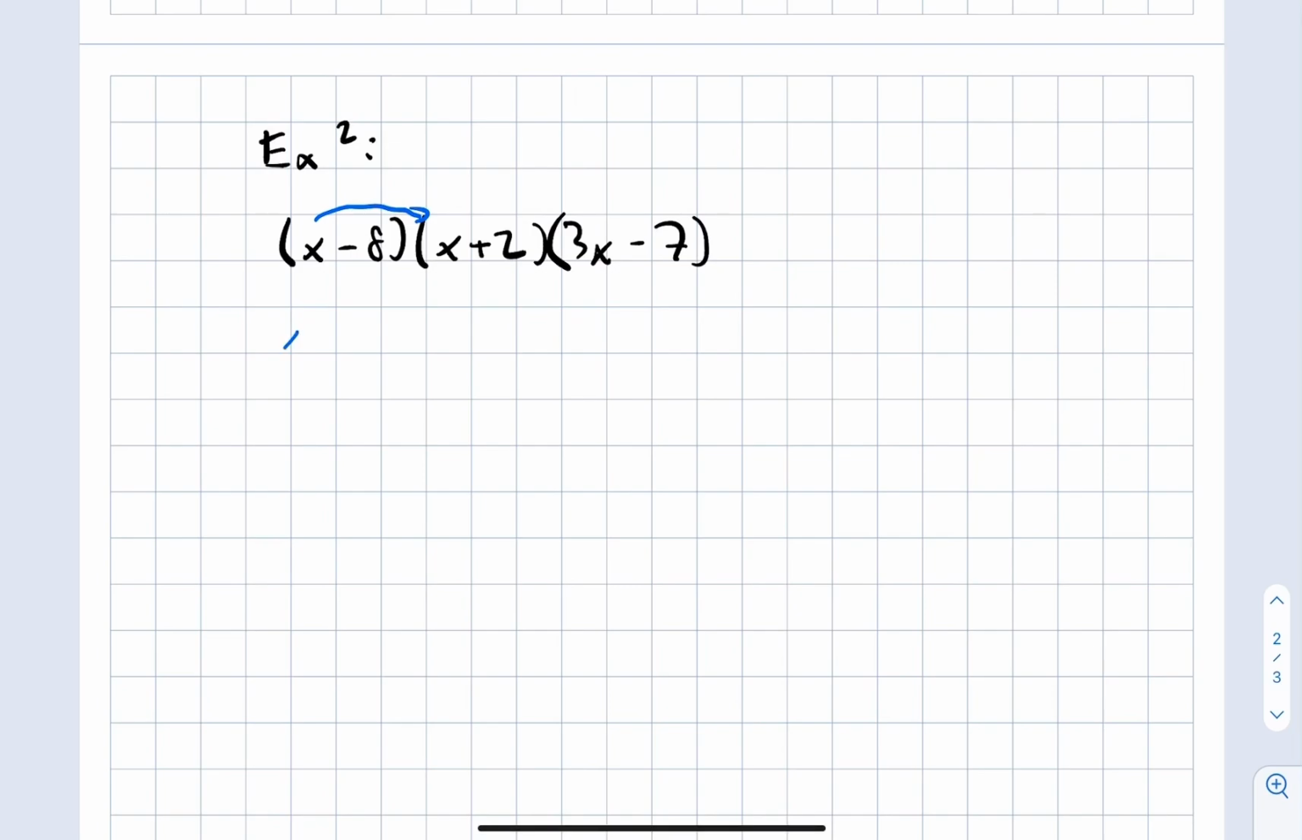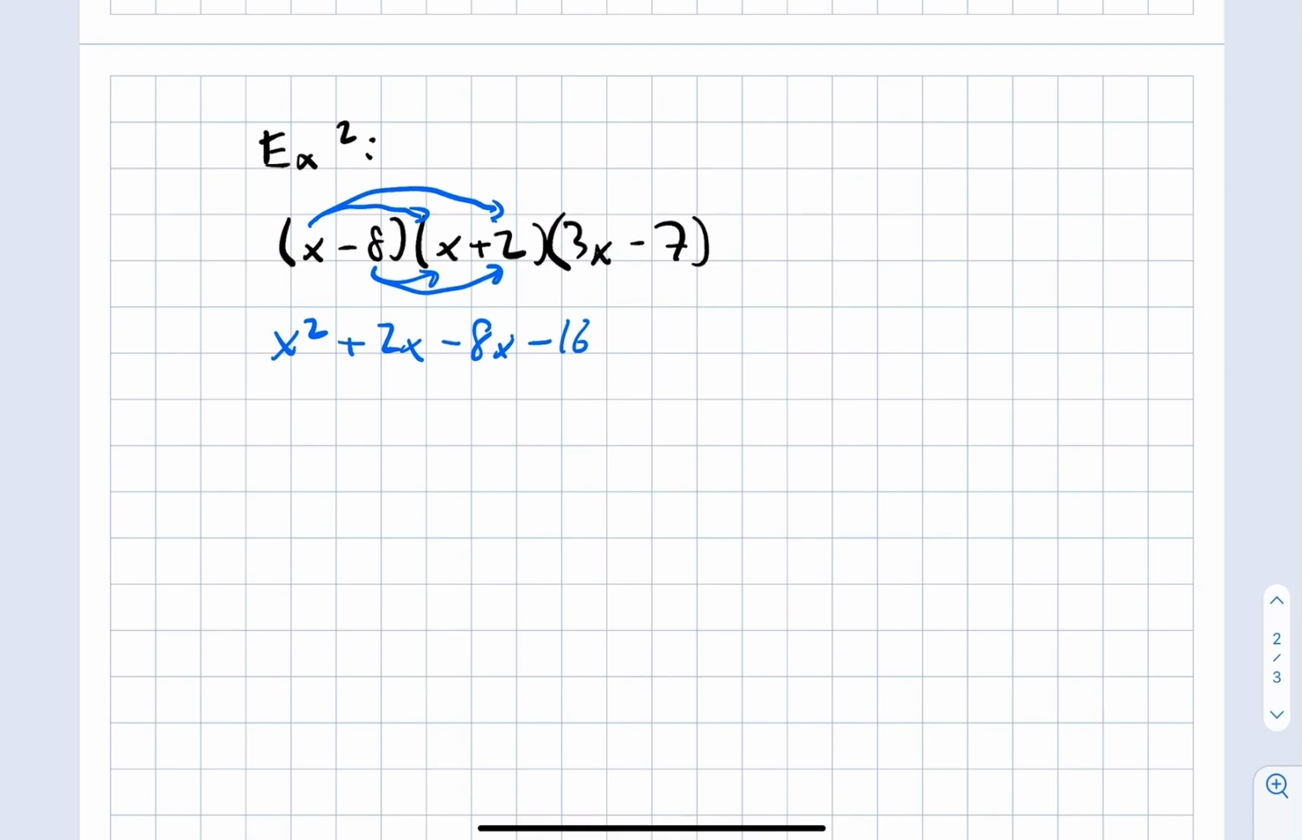We'll take the x times the x is x squared. Then the x times the 2 is 2x. Then we'll go down here to the negative 8. Negative 8 times x is negative 8x. And then negative 8 times 2 is negative 16.